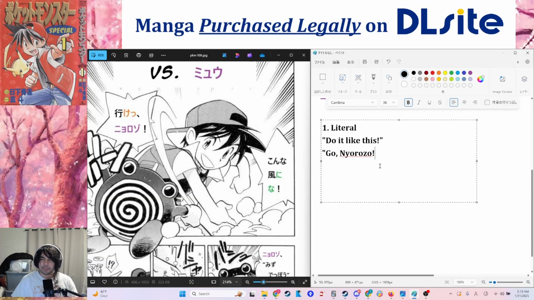Okay, translation number 1, keeping it very, very simple here. "Do it like this" is basically what the character is getting across here. "Ike, Nyorozo" is go, Nyorozo is the name of the Pokemon. Super, super simple. Cleaned up a little bit.